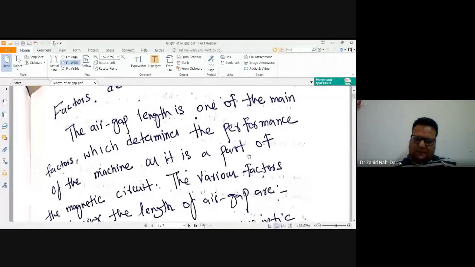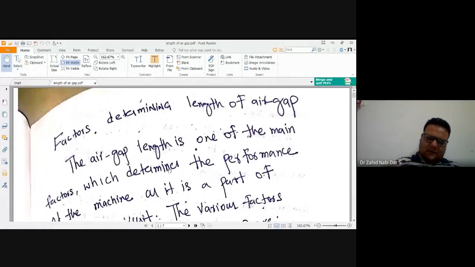For today's class, in yesterday's class we saw how to calculate different factors associated with the stator, wherein we found how to calculate the dimensions of the stator slots.